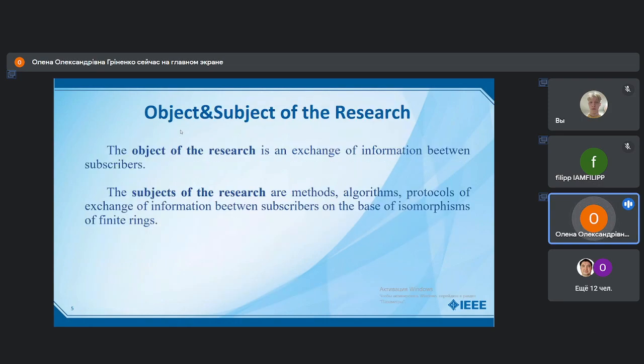One more time, let's pay attention that the object of the research is an exchange of information between subscribers, and the subject of the research are methods, algorithms, protocols of exchange of information between subscribers on the base of isomorphism of finite rings.